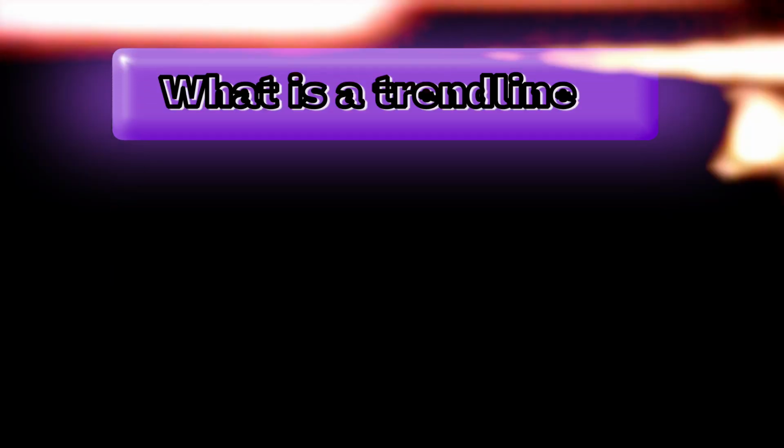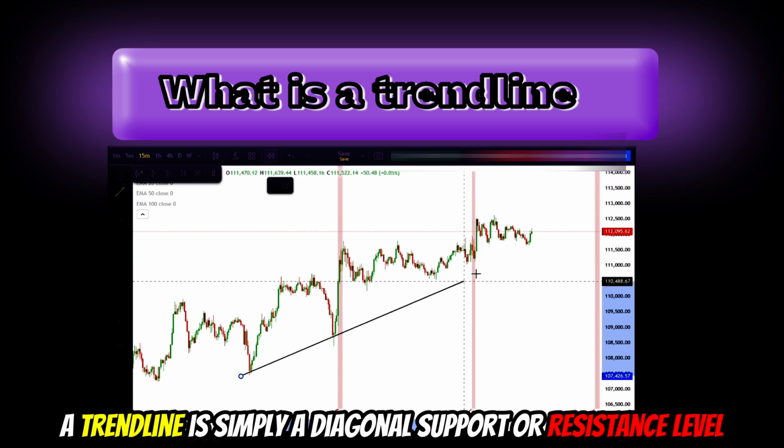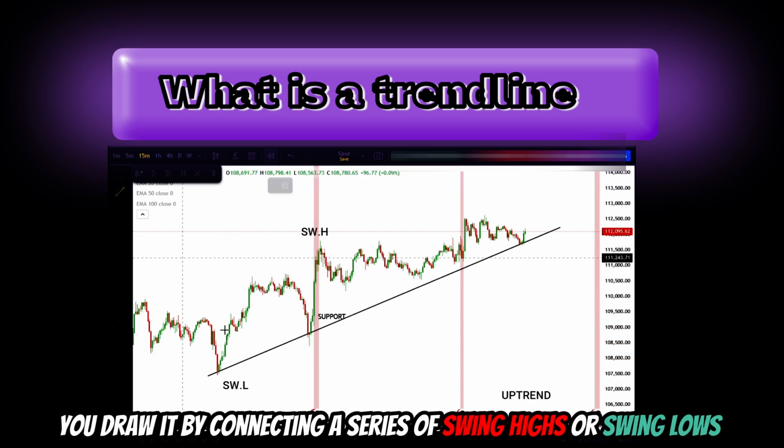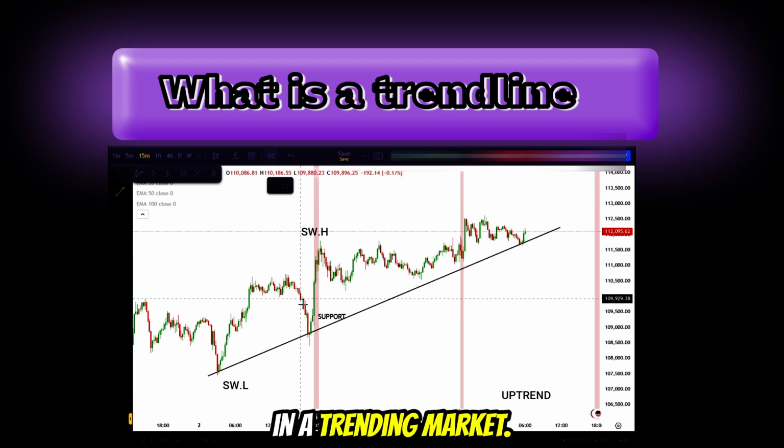Alright, let's get into it. So the first question is, what is a trend line? A trend line is simply a diagonal support or resistance level. You draw it by connecting a series of swing highs or swing lows in a trending market.